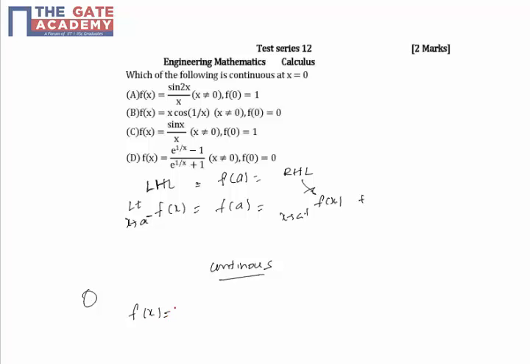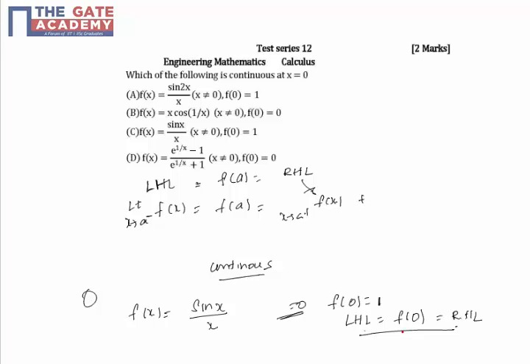Now if we take option C, it's f of x is equal to sin x by x. In order to check whether the function is continuous or not at x is equal to 0, the value is straight away given, f of 0 is equal to 1. So f of 0 is given. Now we have to check the left hand limit and right hand limit. Both should be equal, and equal to f of 0. If this happens, this function is said to be continuous.